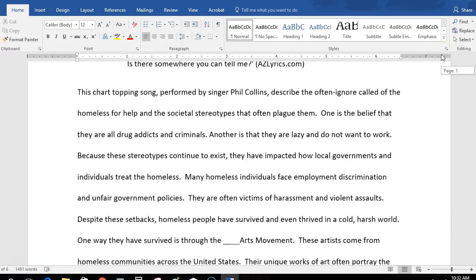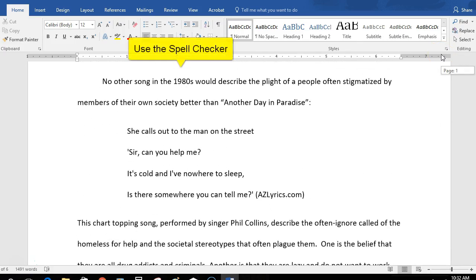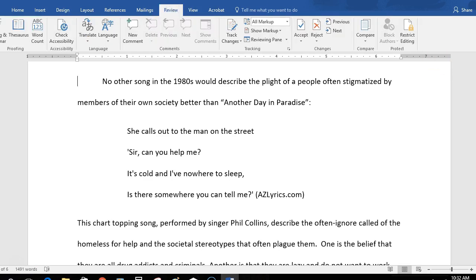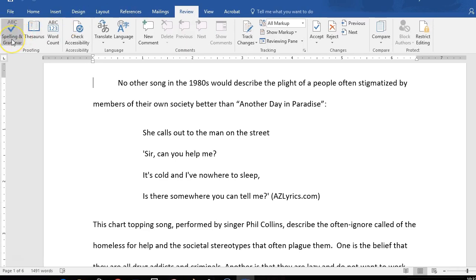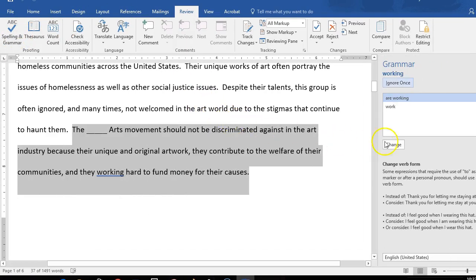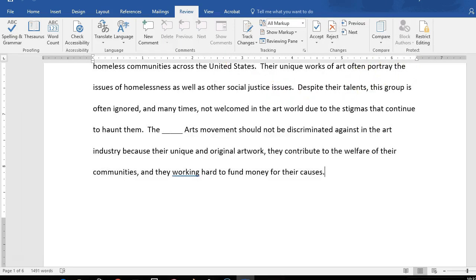The other thing that I would recommend also is to use the spell checker in Word or whatever processor that you're using. In Microsoft Word, if you go up to Review and you go up to Spelling and Grammar, it does have a spelling and grammar checker. So here you would correct a mistake or you would ignore it. That's one way to correct the grammar mistakes.